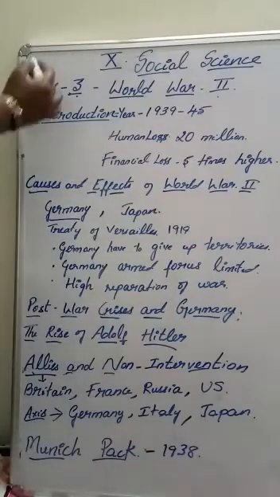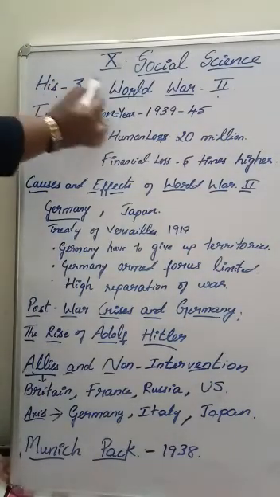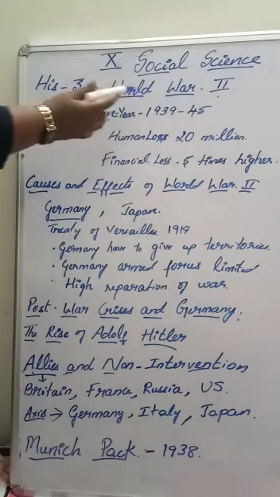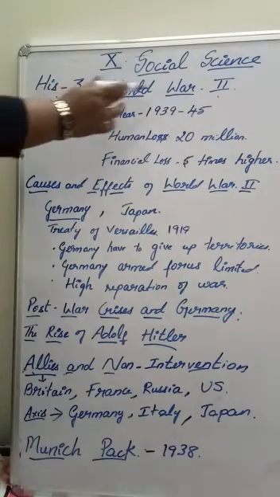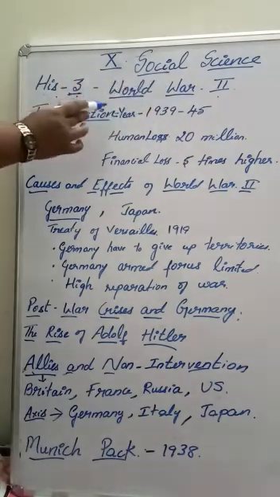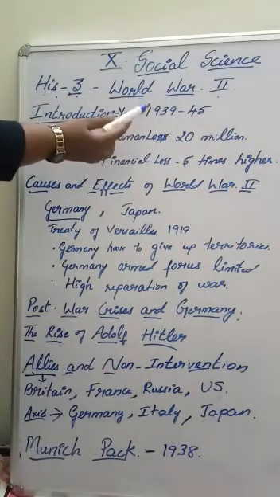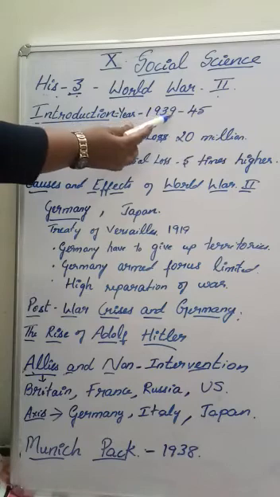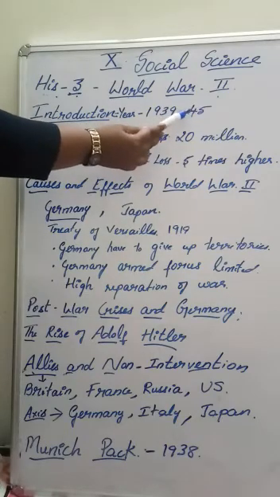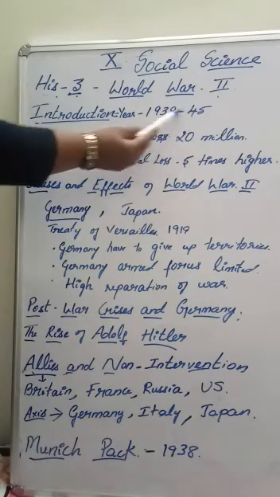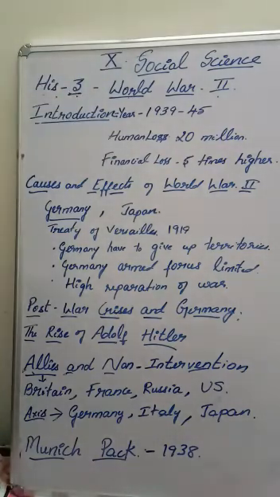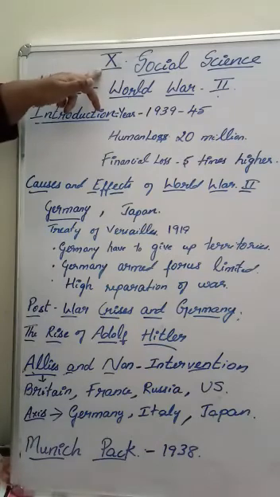Now we'll move on to history, third lesson in volume 1, that is World War II. In the first lesson we discussed World War I, which took place between 1914 and 1918. Now we'll move on to the Second World War, which started in the year 1939 and ended in the year 1945. During this period, the world experienced many wars, but we consider only World War I and World War II.